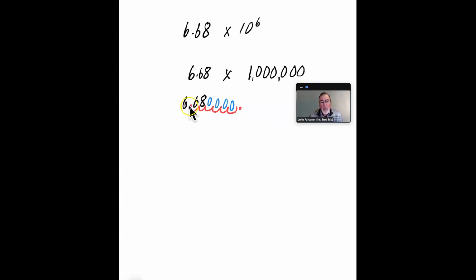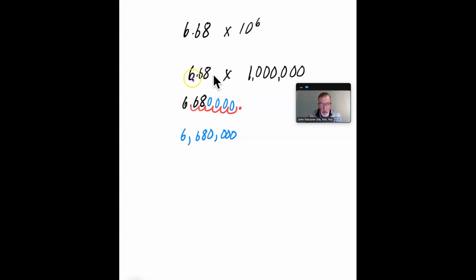So ultimately we moved the decimal point 6 places to the right, which makes a much larger number than it looked like here. So when the exponent is positive, the number is going to get bigger than it looks here. So 6.680000 became 6,680,000. So let's write this out: 6,680,000. So we just took this decimal point, moved it 6 places to the right, and we used zeros to fill in where there weren't other numbers.